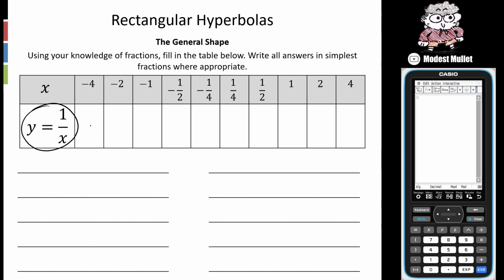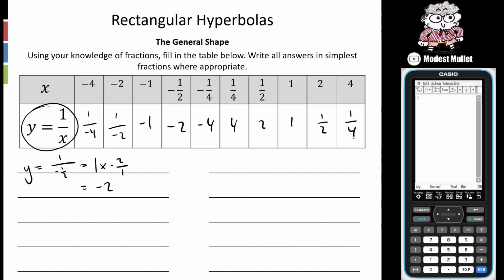Rightio, so hopefully you've had a go at doing your fractions. So they are 1 on -4, 1 on -2, this just becomes -1. This will become, let's do it here, y is equal to 1 on -half. If we're ever dividing by a fraction, we can just multiply by the reciprocal, so this is going to become 1 times -2 on 1, which becomes -2, so we get -2, and this pattern stays the same. 4, 2, 1, half, 1/4.